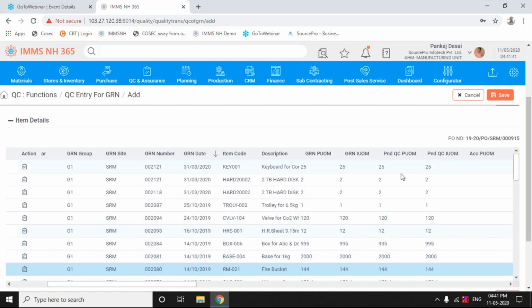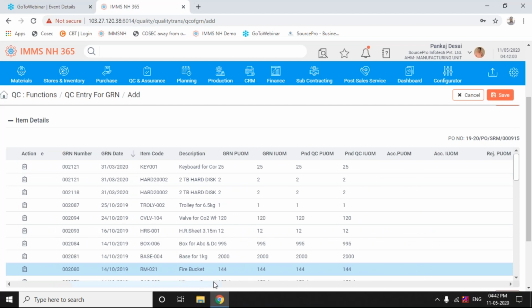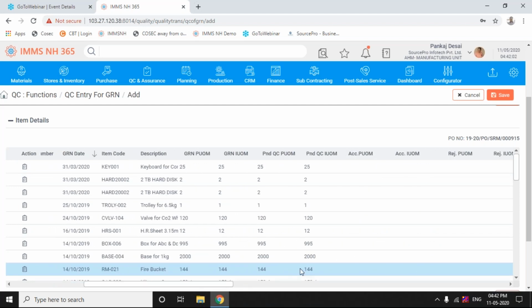It shows that you can see on the grid GRN purchase unit of measurement, GRN internal unit of measurement. This concept we have talked about. Pending quality for internal unit of measurement. And then now the important field is accepted in purchase unit of measurement. And again, the next will be rejected in purchase unit of measurement.